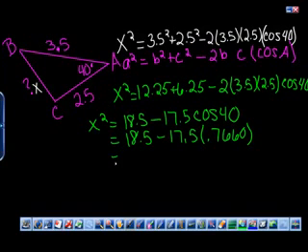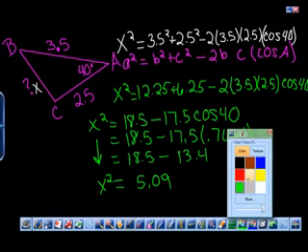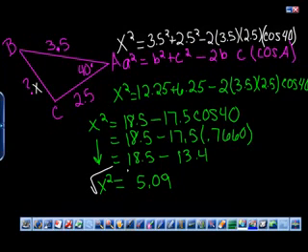Okay, and then we need to do the multiplication first. So I'll have 18.5 minus, I multiplied those together to get 13.4. I got 5.09. So now I'm going to bring down my x squared here, and so I have my answer, right? 5.09. I have to square root it, please don't forget that. Round to the nearest, we're doing a side, so what should your answer be rounded to?